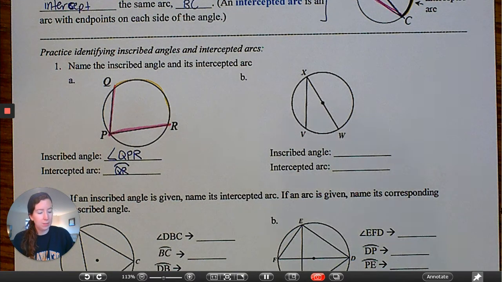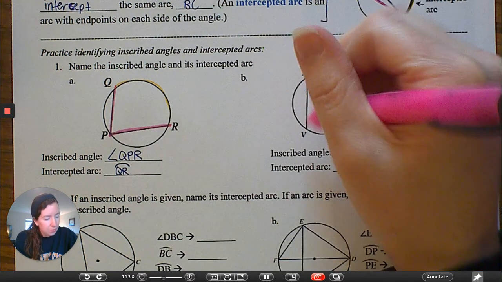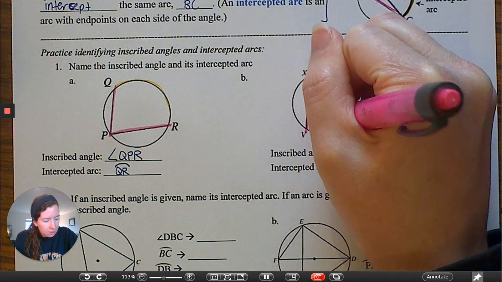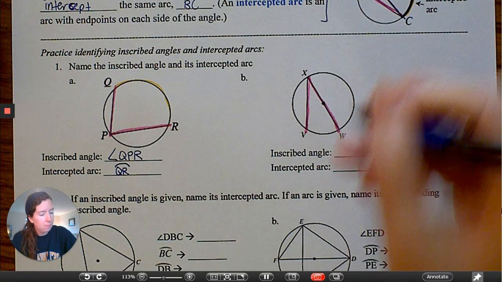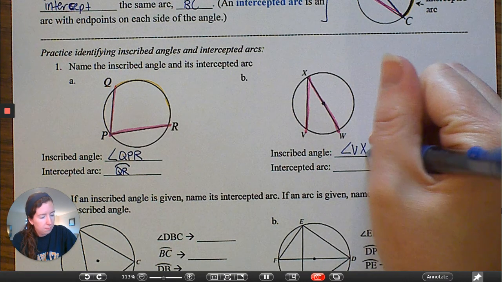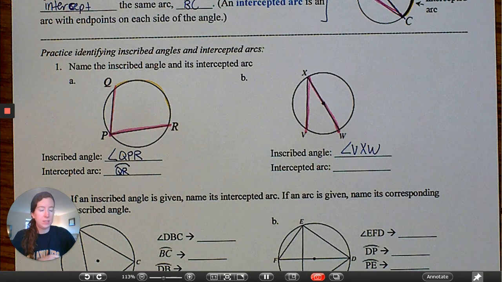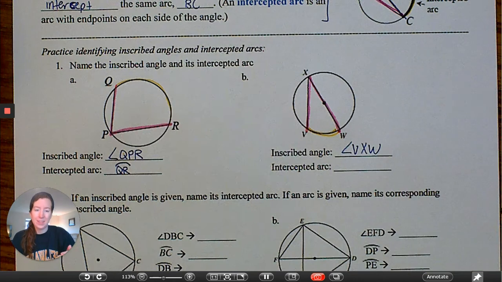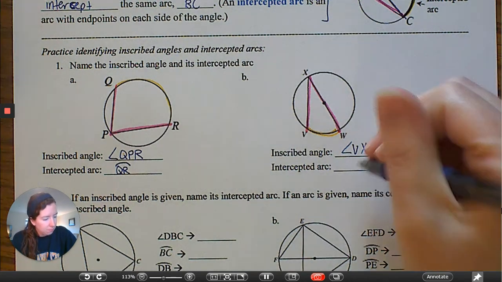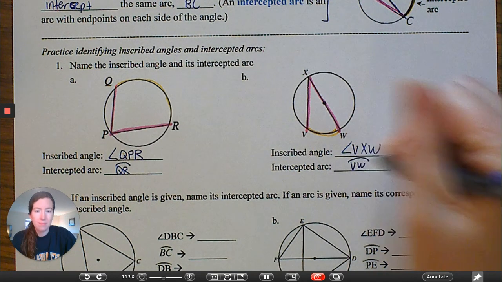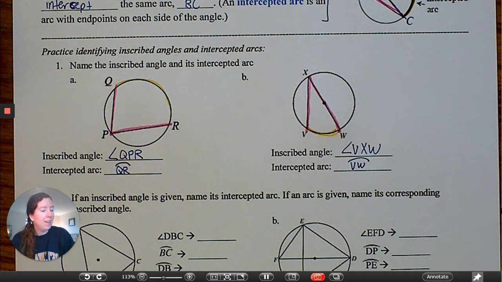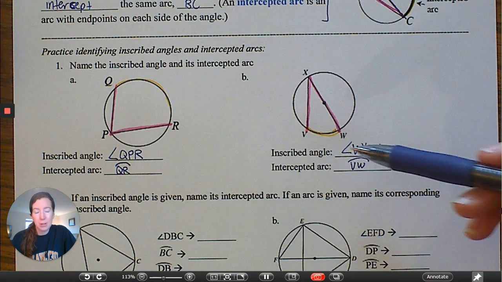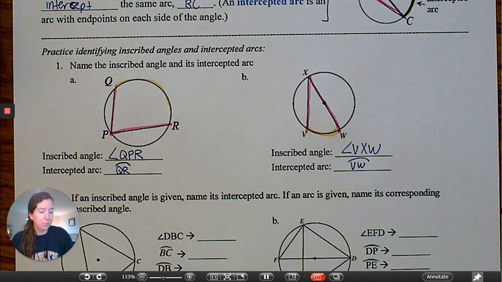Okay, so the inscribed angle is angle VXW. And then the intercepted arc is going to just be VW. Nice job. This one's a pretty cool one. I like it because it happens to go through the diameter. Just something fun. Maybe we'll see more with that later.